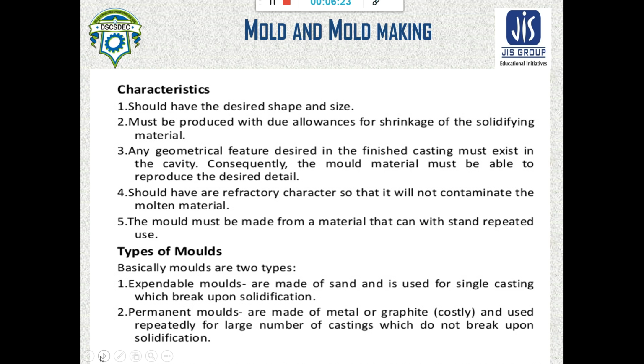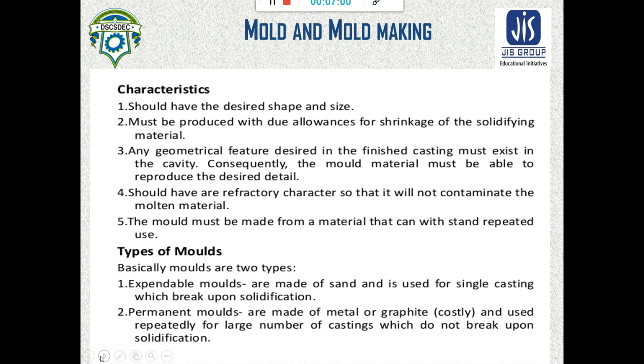So there are various types of mold, but the main two types are expandable mold and permanent mold. Expandable molds are those that can be broken after each and every casting. And what are permanent molds? Permanent molds are made of metal or graphite and used repetitively for a large number of castings, which do not break upon solidification.